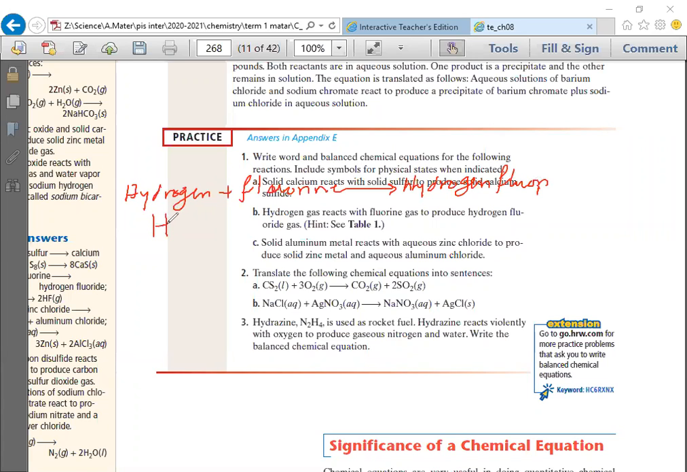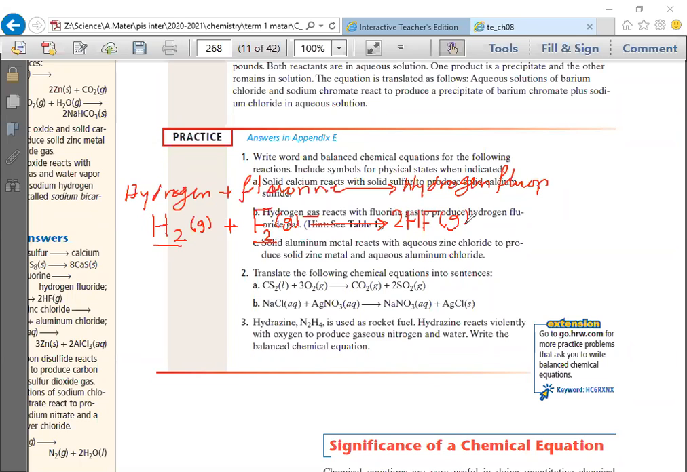H2, brilliant, because hydrogen is a gas, so it must be found as a diatomic element, and we write (g). Plus F2, good, because fluorine is also a gas and one of the halogens, so it must be found as diatomic. I can't write F only, and that's also gas. Yields 2 HF. So it will produce hydrogen fluoride, and to balance the equation, we have 2 hydrogen and 2 fluorine, so we write 2 HF, and it's gas also, so we write (g). Brilliant, Yasin. Thank you.